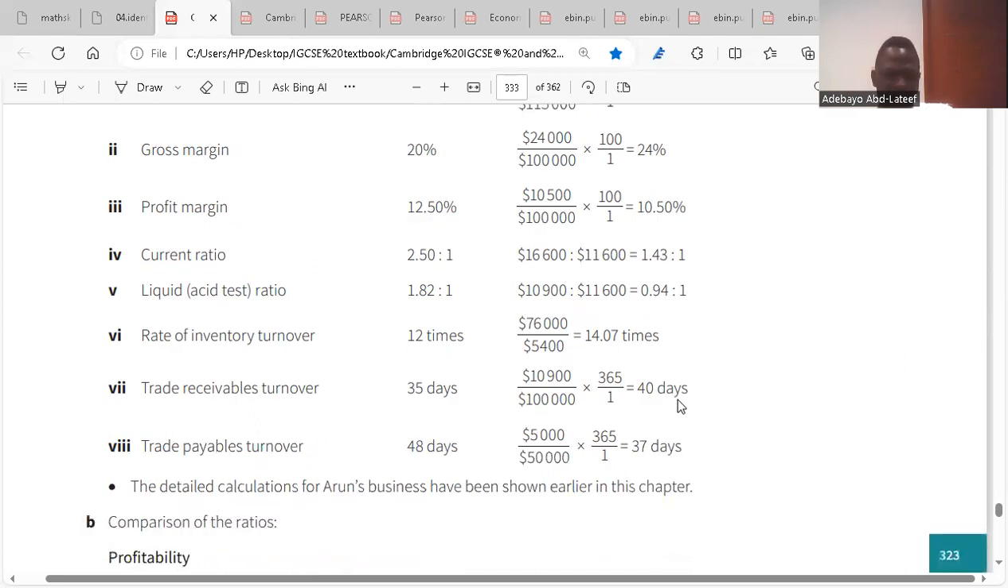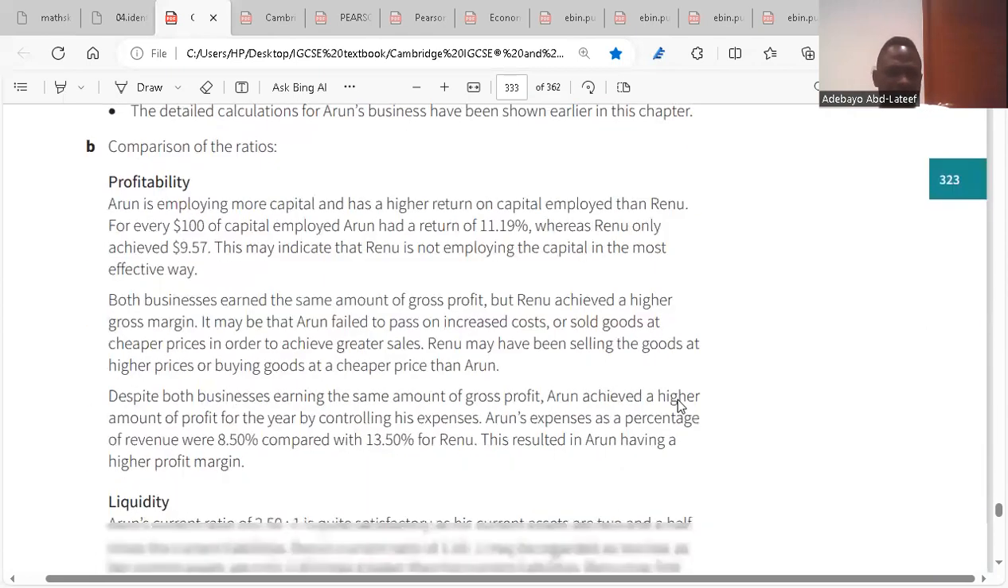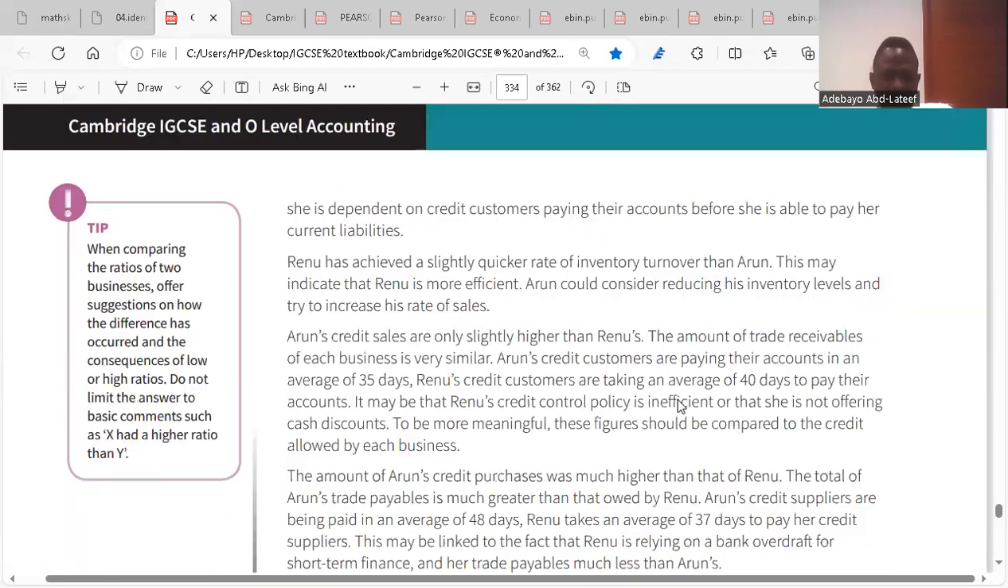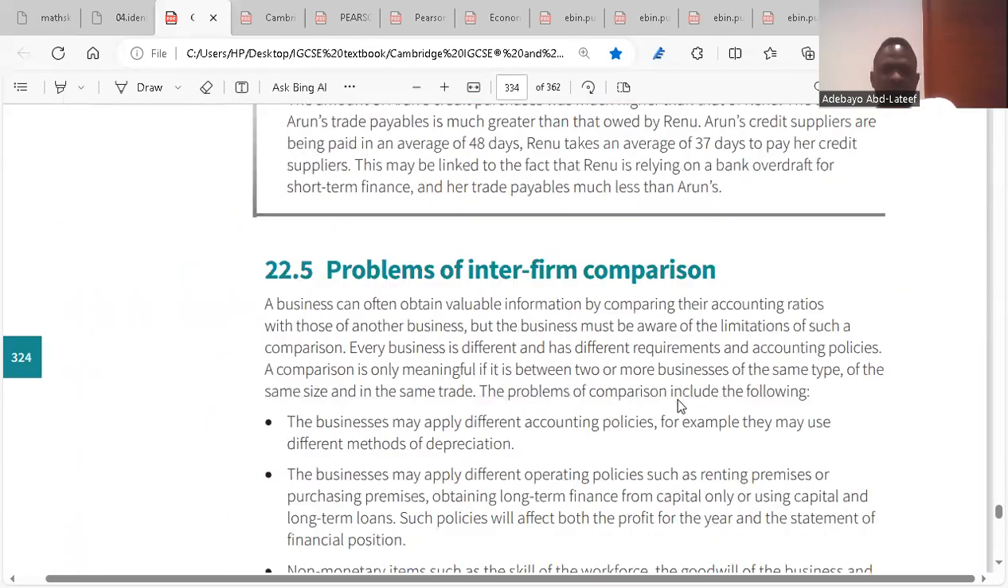What else do we have there again? Trade payable turnover, that is known. The liquid asset test is current assets minus inventory, divided by current liabilities. Then the current ratio. So everything is done there. I did it without looking for it.